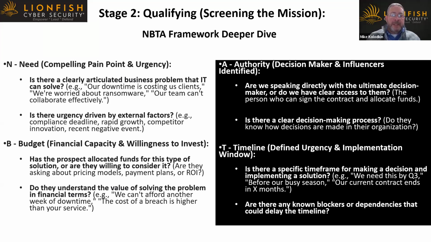For example, is it downtime costing the clients? Are they worried about ransomware? Maybe the team can't collaborate effectively, impeding their productivity. Is there an urgency driven by an external factor, like a compliance deadline? Is there rapid growth? Is there a competitor innovation that means they now have to play a different angle and strategy in order to compete? And then the other one is maybe there was a recent negative event. Again, is it growth or is it trouble mode? But what is the need and can they articulate it?